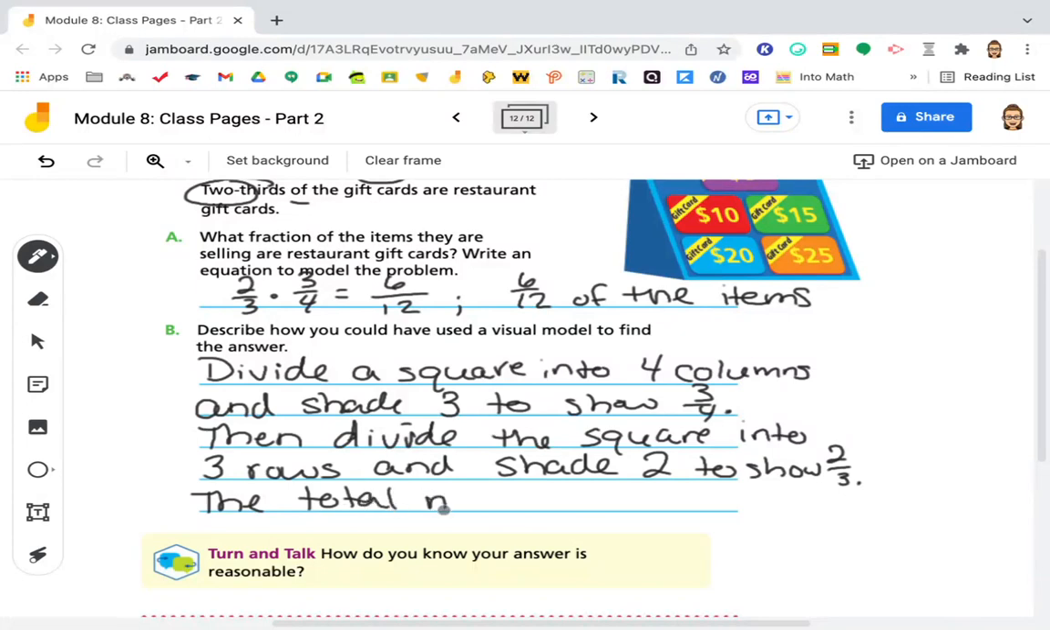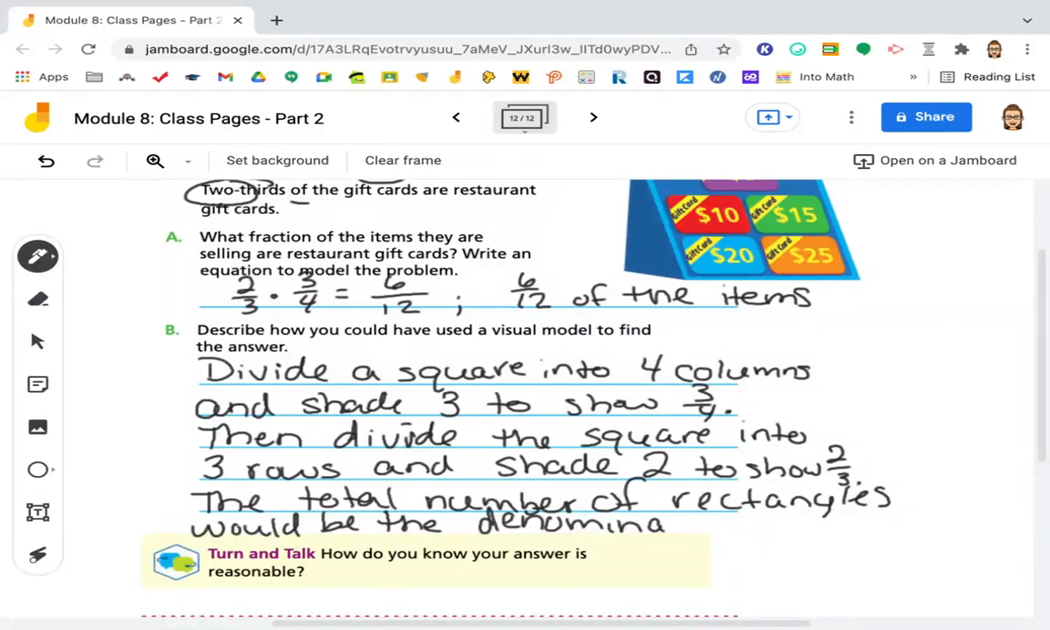The total number of rectangles would be the denominator, and the double shaded rectangles, the numerator.